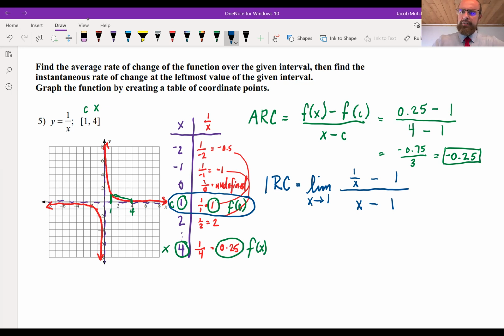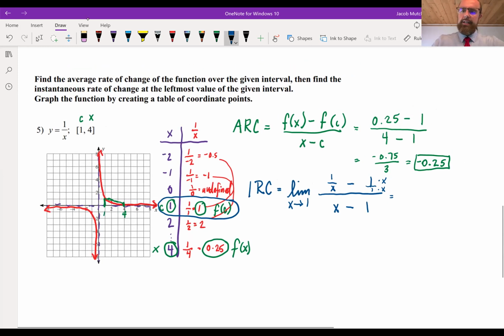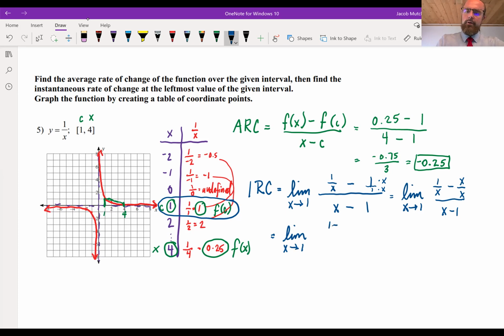So my strategy here is to work in the numerator and get these denominators the same. So I can think the denominator of 1 is over 1. So what I'll do is multiply times x over x. Algebraically, that's like multiplying by 1. So this then becomes the limit as x approaches 1 of 1 over x minus x over x, over x minus 1. So now I can combine my fractions in the numerator. We'll scroll over to the left so that the new numerator would be 1 minus x over the common denominator x, over x minus 1.